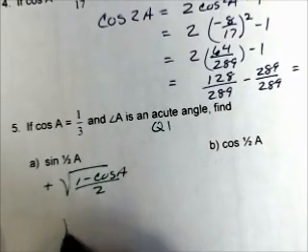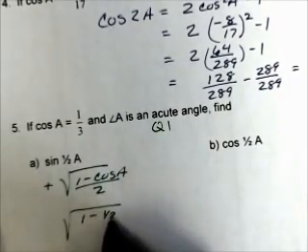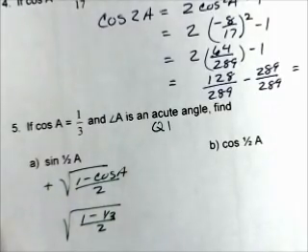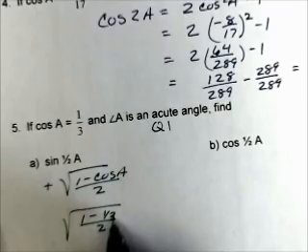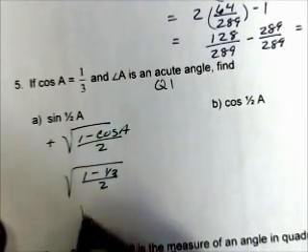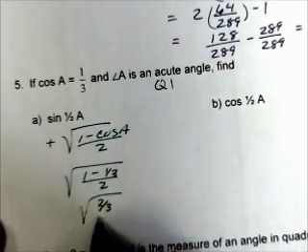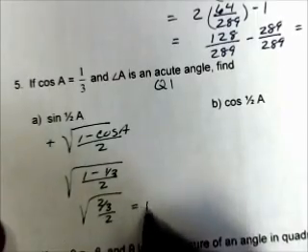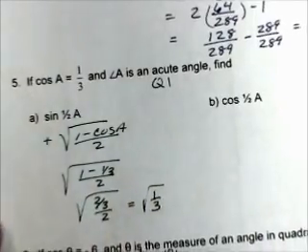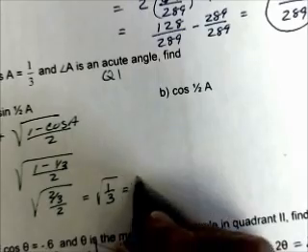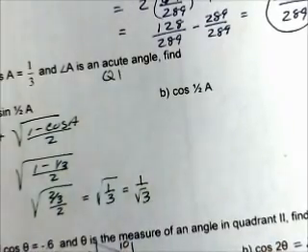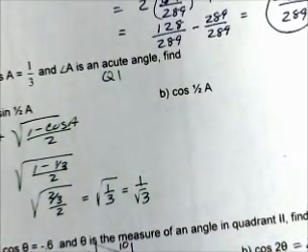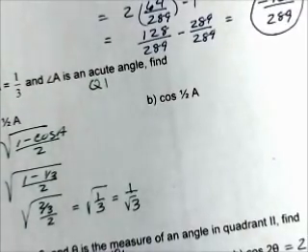Cosine of A is 1/3. 1 minus 1/3 divided by 2. All right. That's 3/3 minus 1/3 is 2/3. 2/3 divided by 2 is the same as multiplying by a half. So this is going to be equivalent to the square root of 1/3, which is equal to 1 over square root of 3, which rationalizes to the square root of 3 over 3.